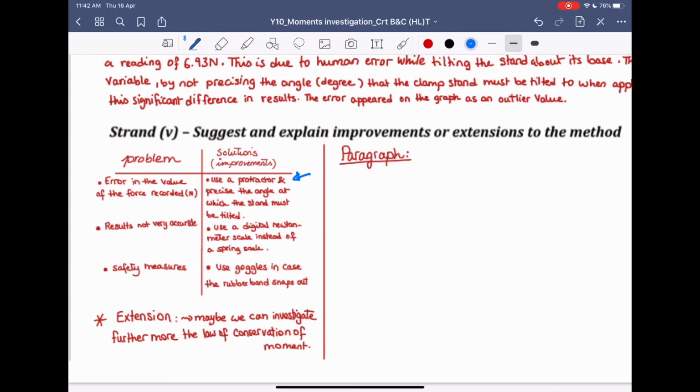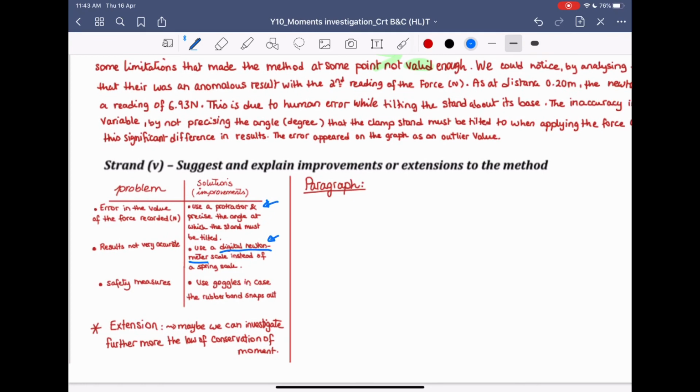The results were not very accurate. Maybe we could use a digital Newton meter scale instead of a spring scale. Okay, and for the safety measures, we could add the goggles in case the rubber band snaps out. Now, this is for my suggestion for the improvements.